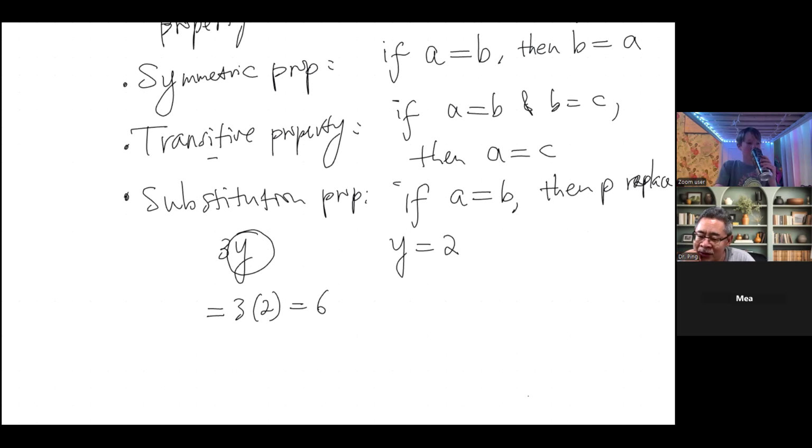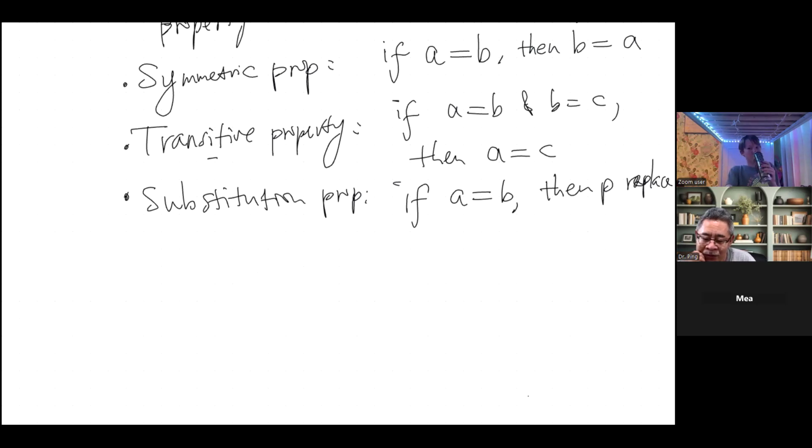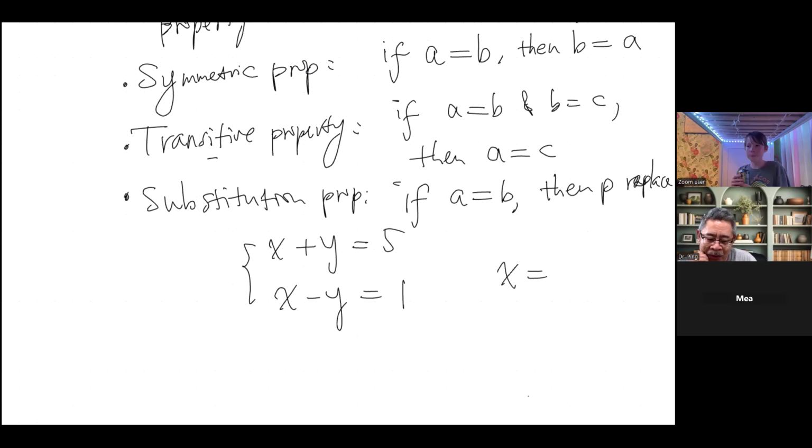Maybe let's see if you can remember. If we have, say, x plus y is equal to 5, x minus y is equal to 1. So we know that x is equal to, from here, x equals y plus 1. And then we're going to replace this x with this in the top equation. We got y plus 1 because x is y plus 1, then plus y equal to 5.